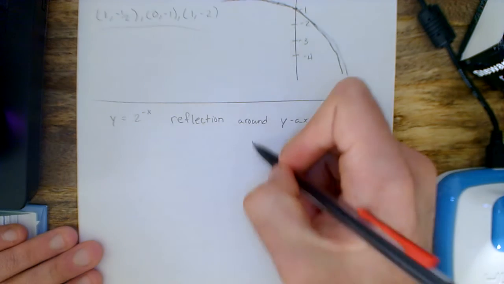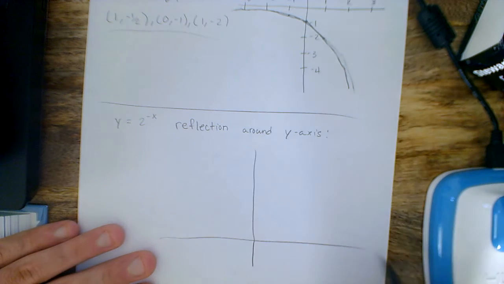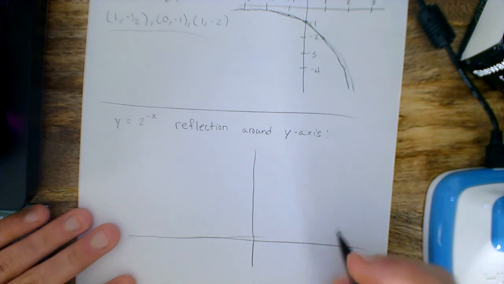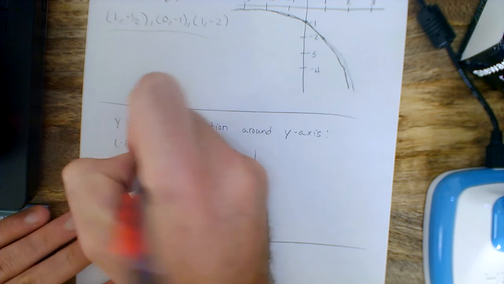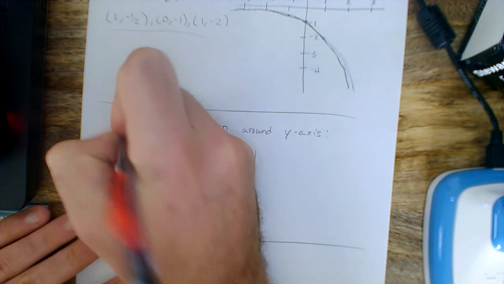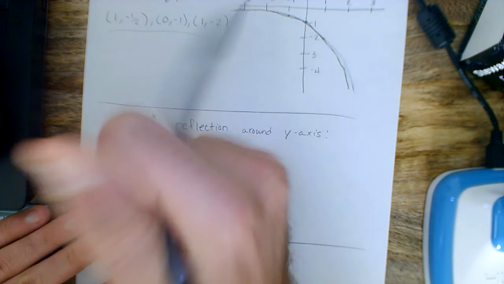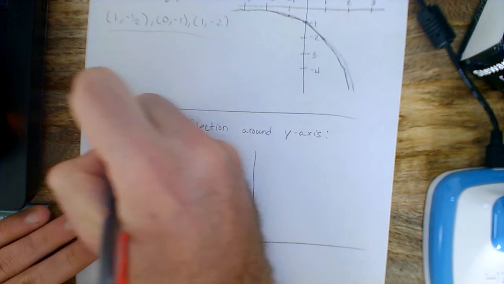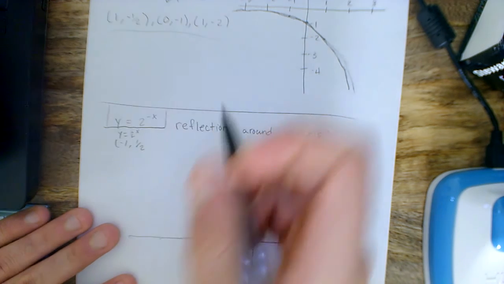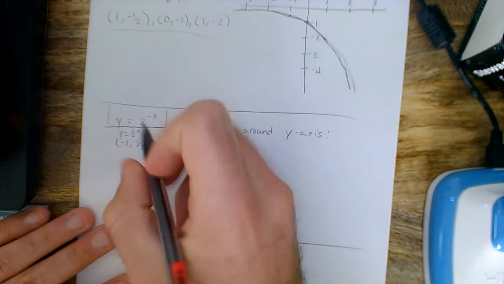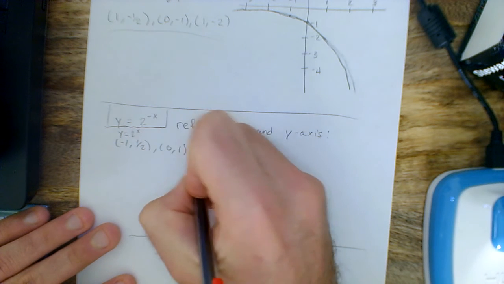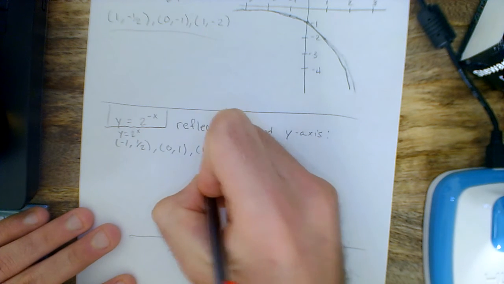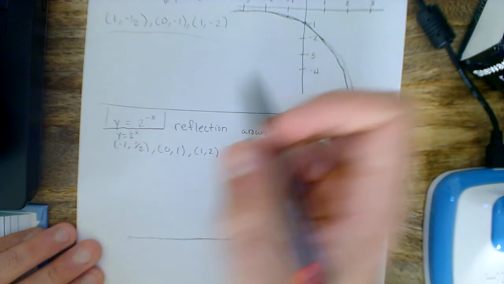Okay, so this one is, so now we have negative 1, 1/2. So this is for y equals 2 to the x. Okay, and I have negative 1, 1/2, 0, comma 1, and 1, comma 2.